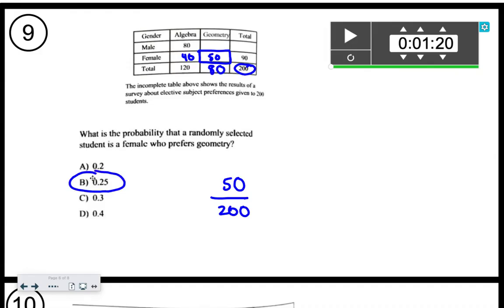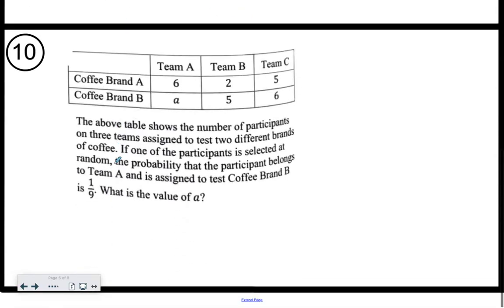All right, so the key to the problems that we're going to look at is: is it probability or is it conditional probability? This one is just a randomly selected student is both a female who prefers geometry. They're not saying given that they're a female or if they're a female, what's the probability that they prefer geometry. All right. So when we see that, let's take a look. I bet there's one of these coming up.